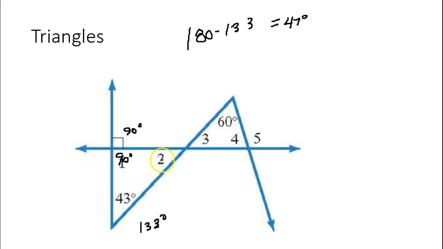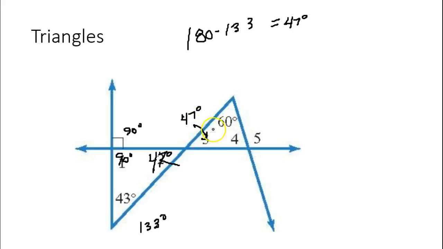So I'm going to say, all right, that angle right there, I'll write it on top of it, 47 degrees. So that angle and angle 3 are vertical angles. So angle 3 has to be equal to, I'm going to put an arrow in there, angle 3 has to be 47 degrees.